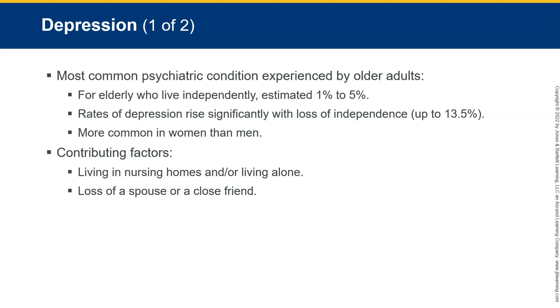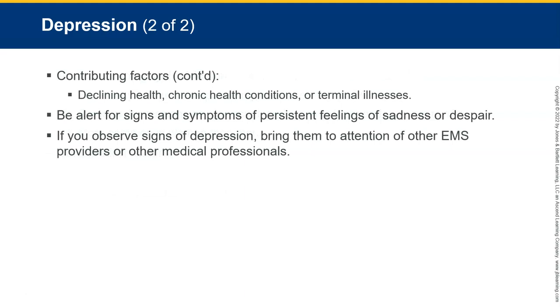Contributing factors: living in nursing homes and assisted living facilities, living alone, and the loss of a close spouse or a friend. Declining health, obviously, and terminal illnesses, all these things are contributing factors. So we do want to pay attention for that. There's not much we're going to do and not much we can do, but we want to pay attention and maybe pass that on to the next people that are coming on.